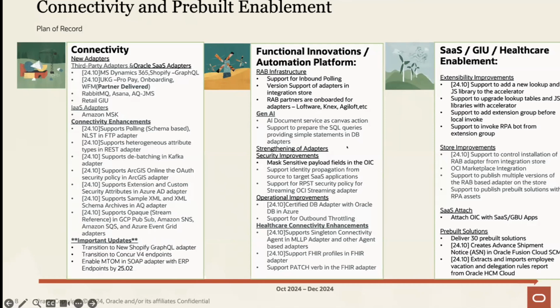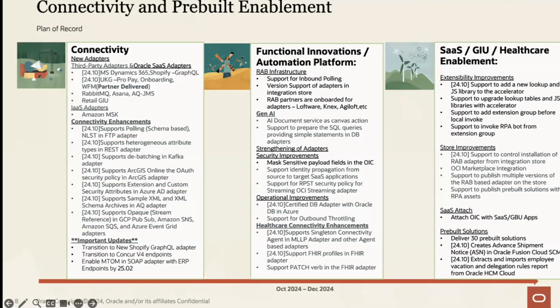There are a couple of features that we are working on. For example, masking sensitive payload fields in OIC. That's one of the features that we are specifically looking at from a security improvement perspective. There's also the support for outbound throttling that we are working on. There are other areas in SaaS and GIU that we are working on.